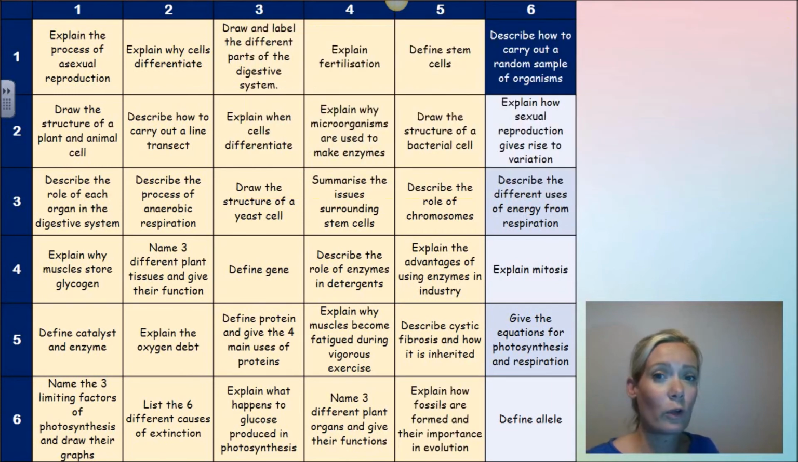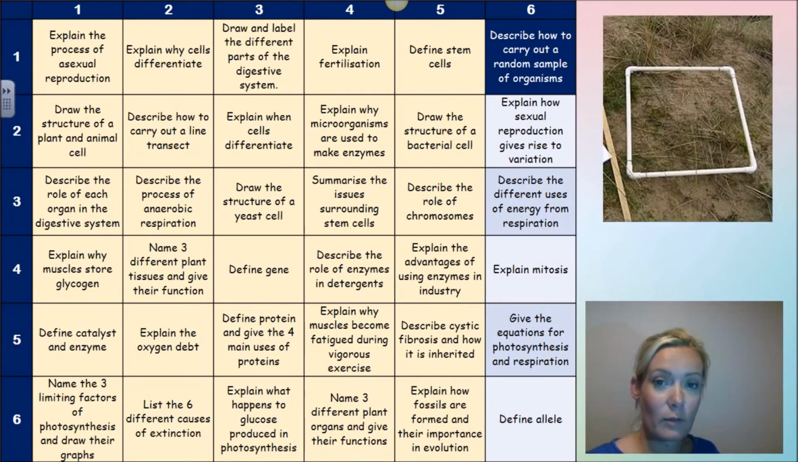Okay, on to the final column then of things we think might come up in your exam for B2. So describe how to carry out a random sample of organisms. The word random, you should be thinking quadrat, okay, not line transect. If it's completely random, it's using your quadrat. And this is where you do it on a uniform area, so maybe the playing field, for example.